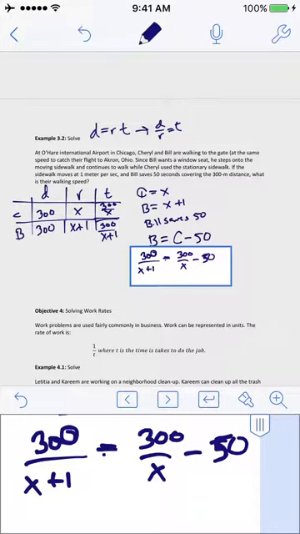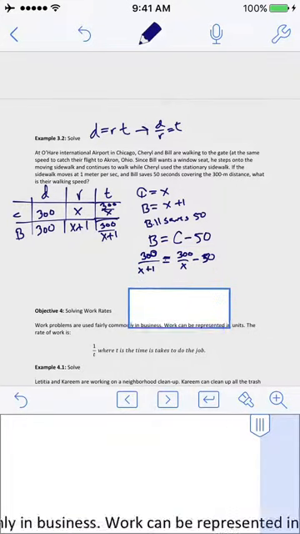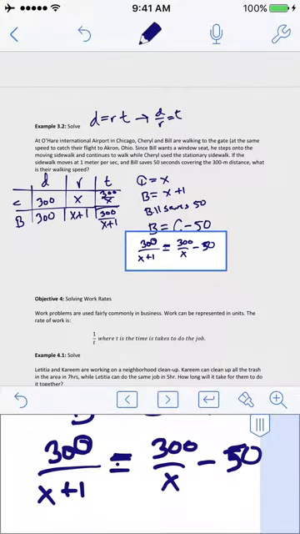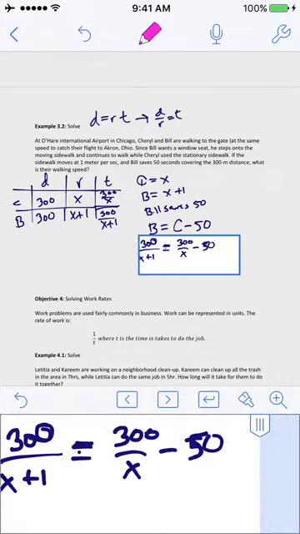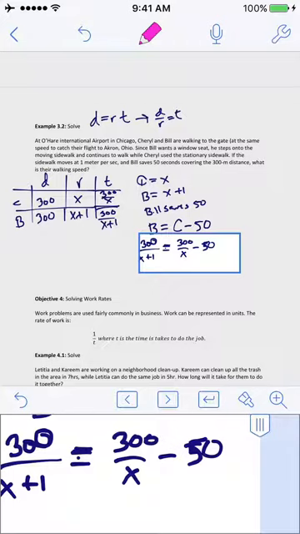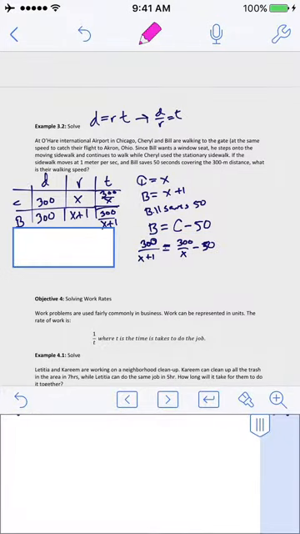Alrighty, let's go ahead and solve this. So that was the translate part. Let's solve it now. I'm going to go over here. So the LCM here would be x and x plus 1, because that 50 is over 1.